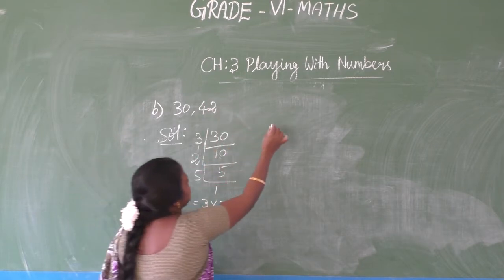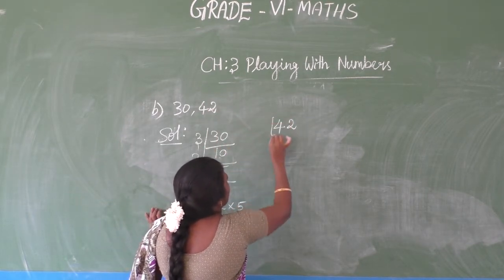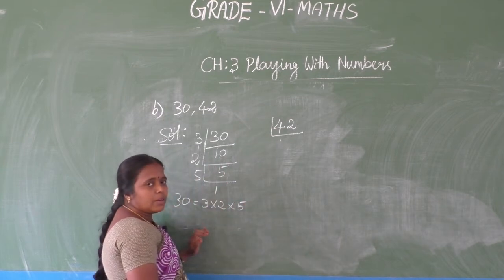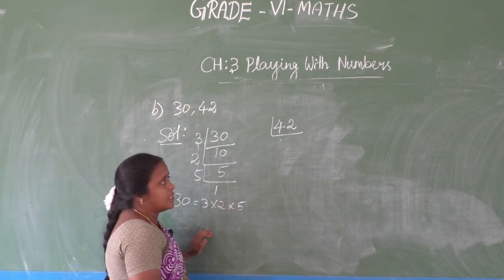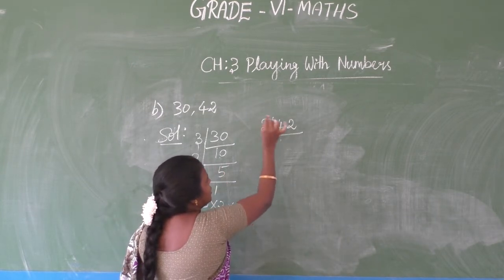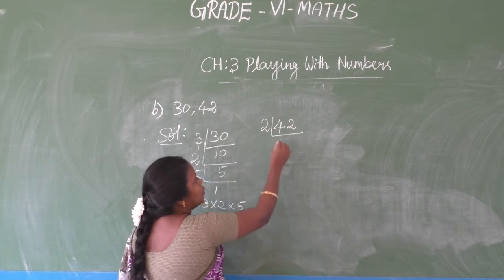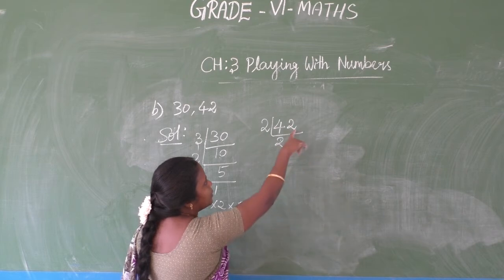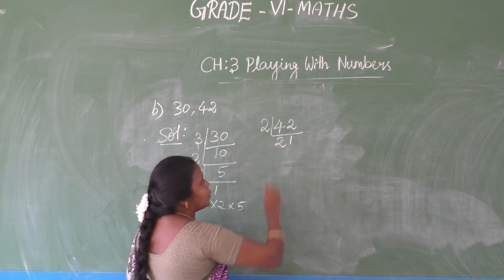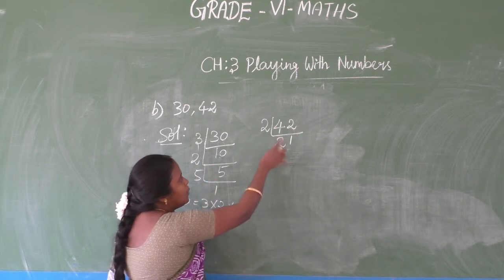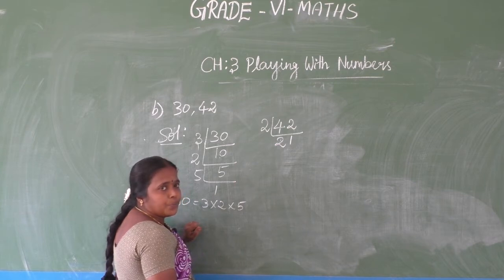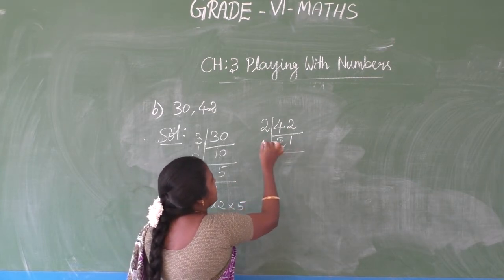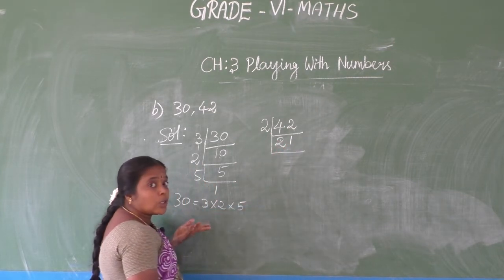Come to the next number, 42. 42 is a composite number. We have to find its prime factors. By which table? By the 2 table. 2 2s are 4, no remainder. Come to here, 2 1s are 2. 21 2s are 42. Again, 21 is an odd number, also a composite number.